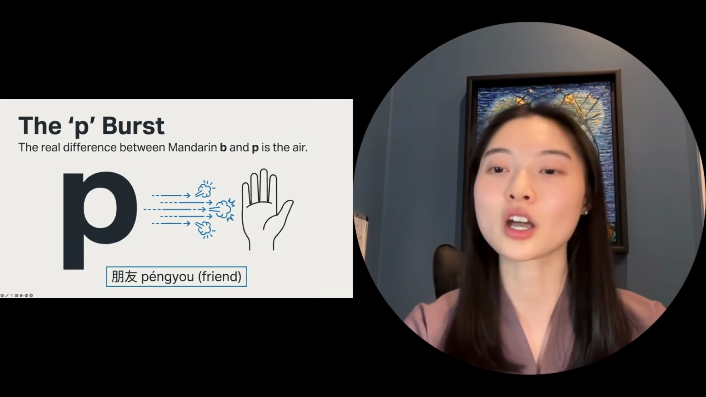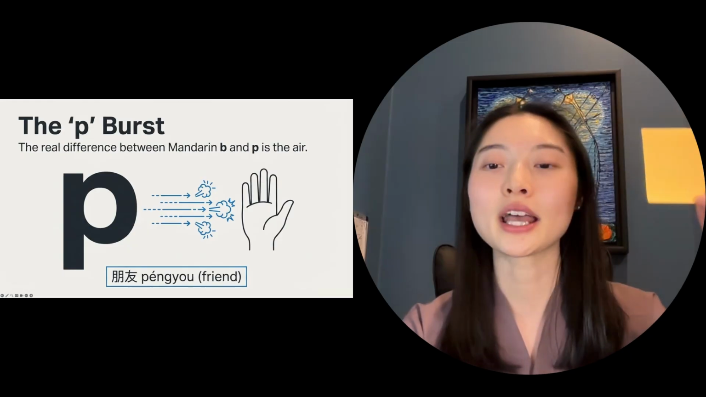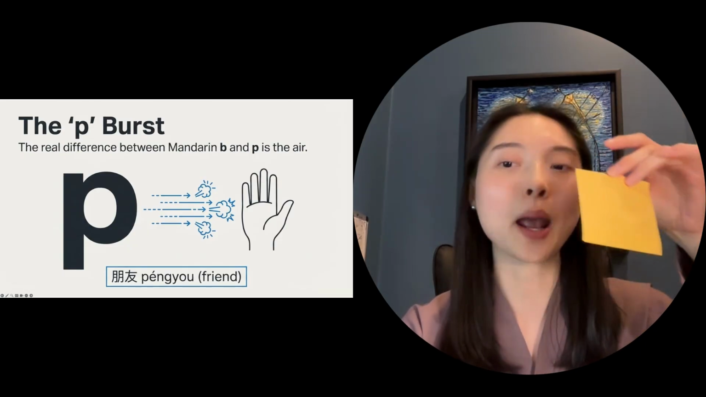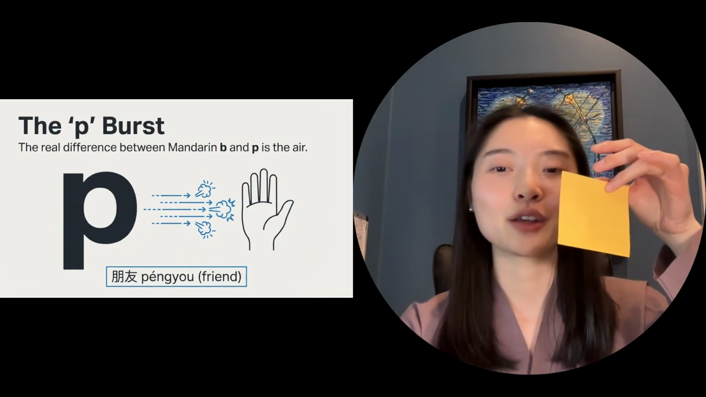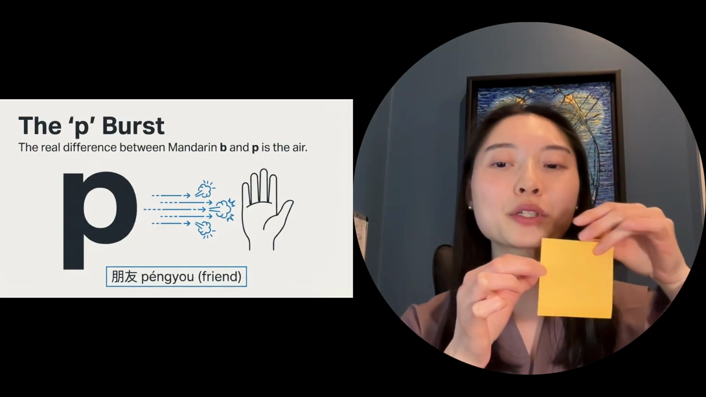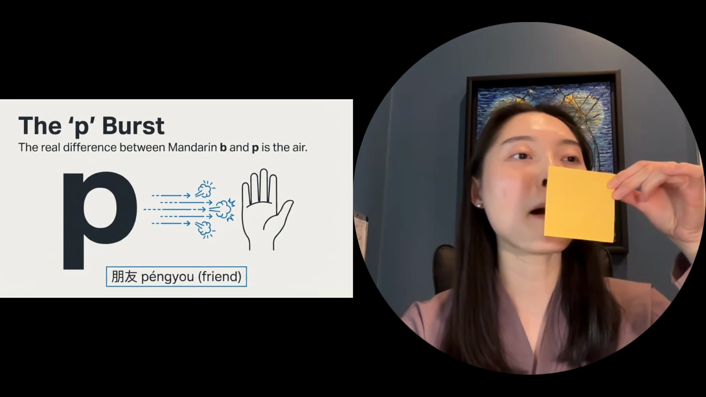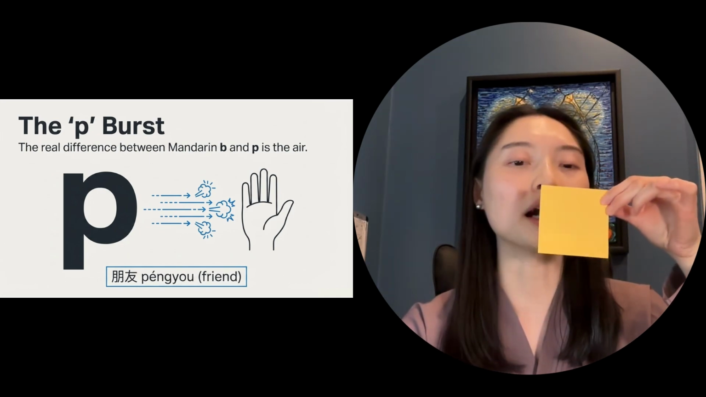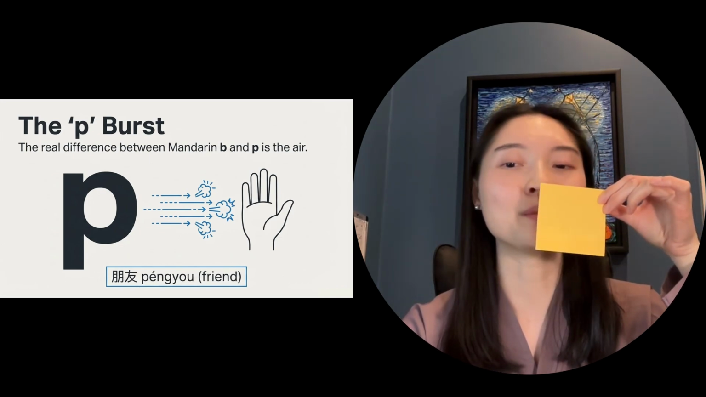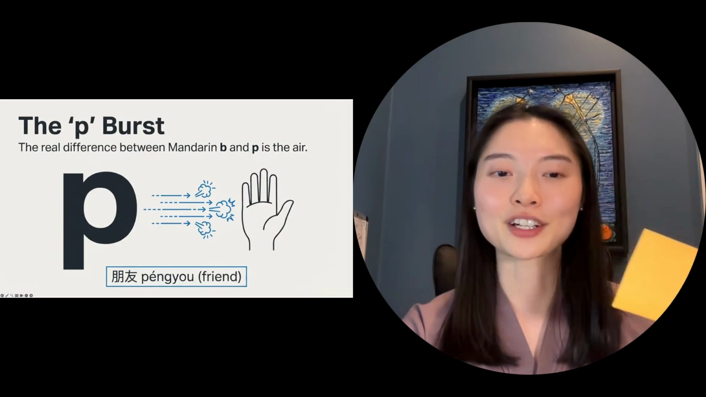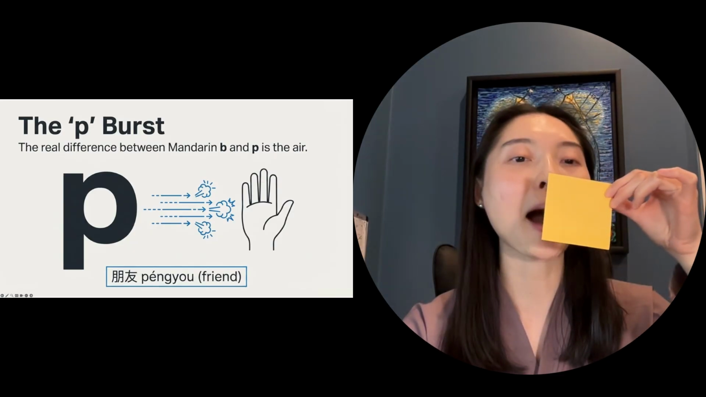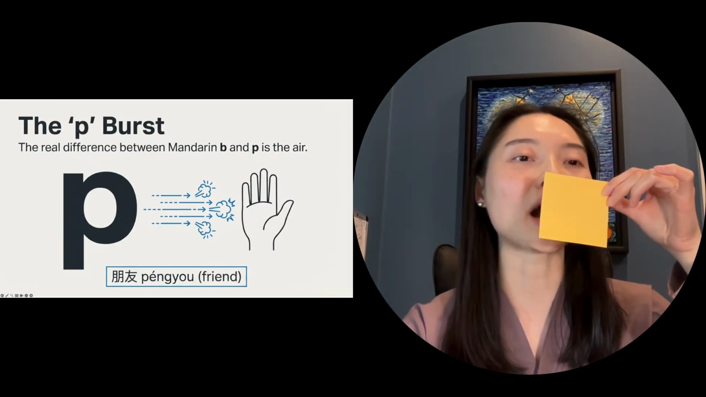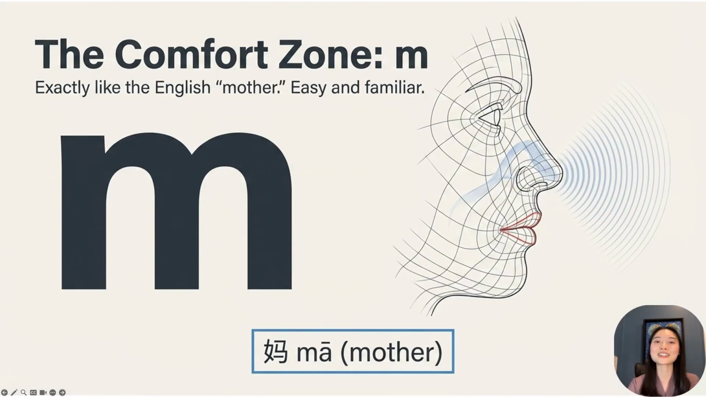Hold your hand or a piece of paper in front of your mouth. Say P. You should feel a clear burst of air. P, P. Like 朋友. Did you see the difference? 爸爸, 朋友. Another initial today is M.